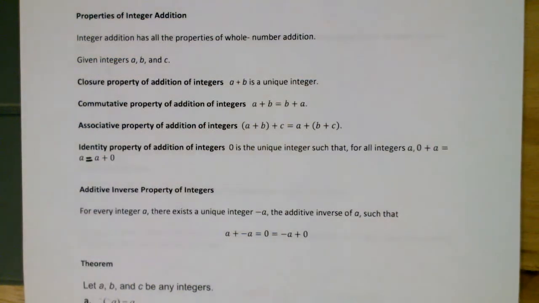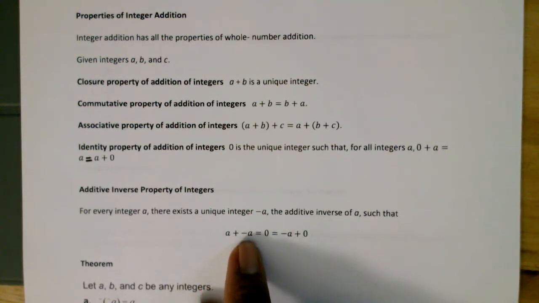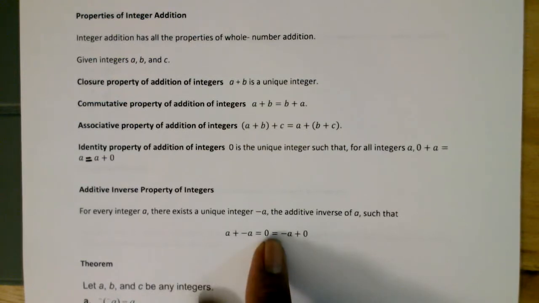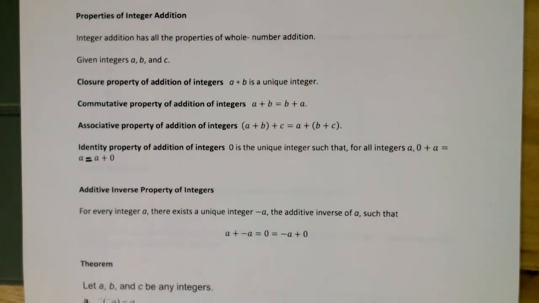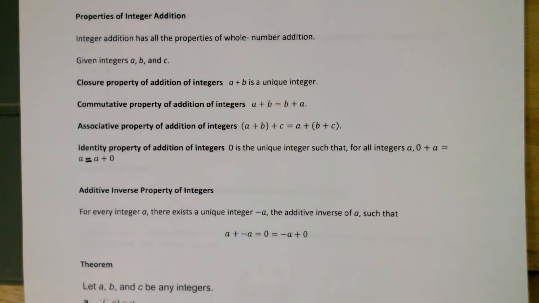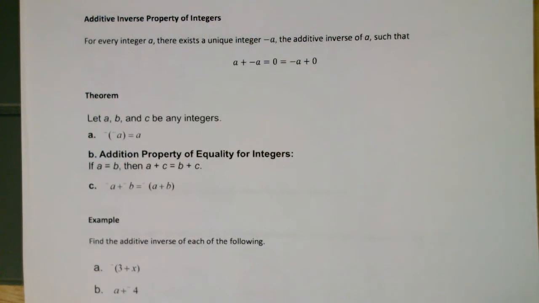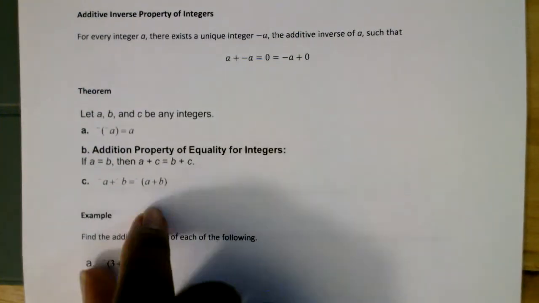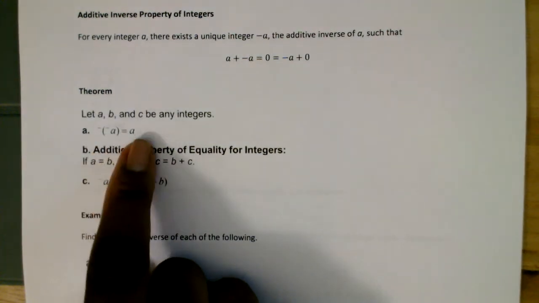Now the additive inverse property says if I have an integer and its opposite, the sum of those two is going to be 0. Of course, the additive inverse is the same as saying the opposite of that number. So the integer itself plus its opposite will always be 0. And here's a theorem. If you have the negative of -A, which is the opposite of -A, that's going to be +A.